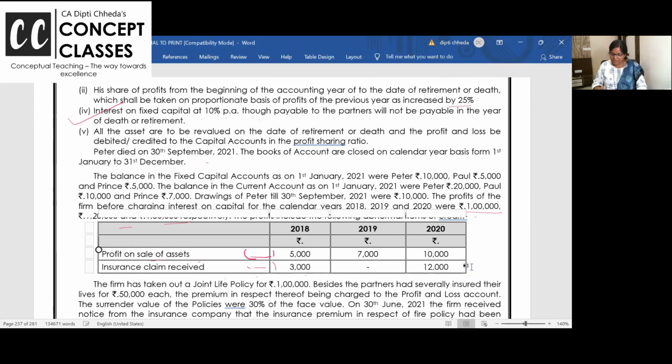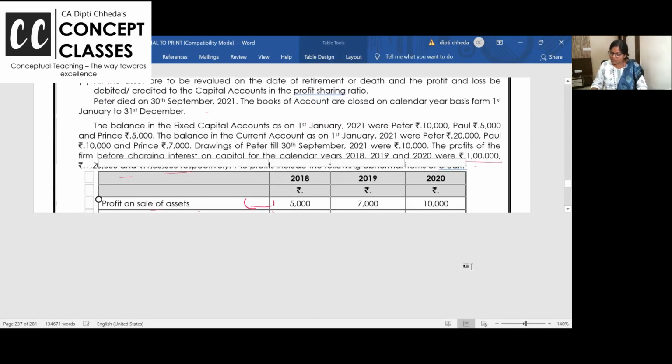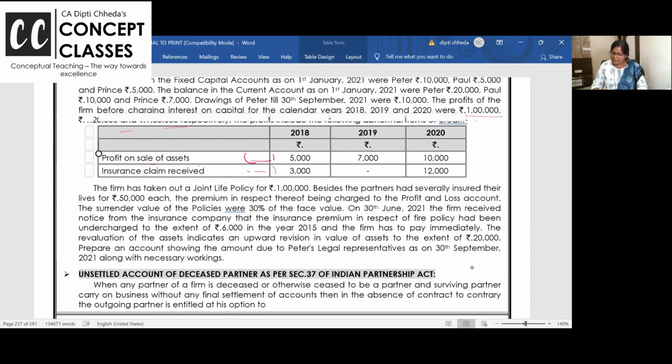The firm has taken out a joint life policy. Besides, partners have severally insured. Now look at this. A 1 lakh joint policy is there and a 50,000 separate policy is also there. Premium is charged off to P&L. Surrender value of the policies is 30%. 50,000 is the maturity value of the separate policy, and surrender value is 30%.